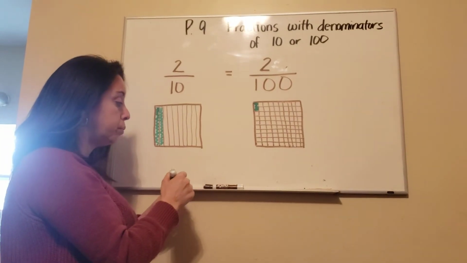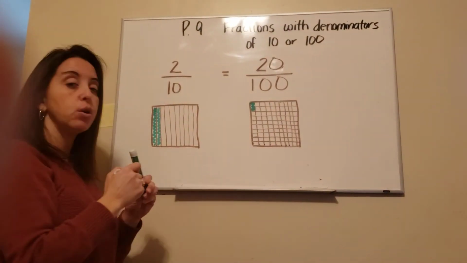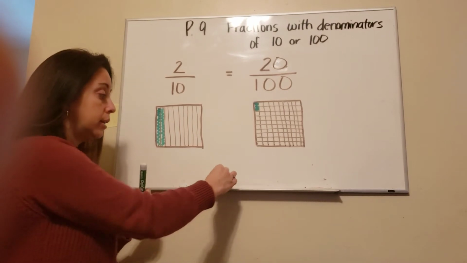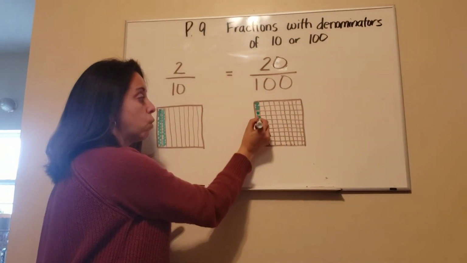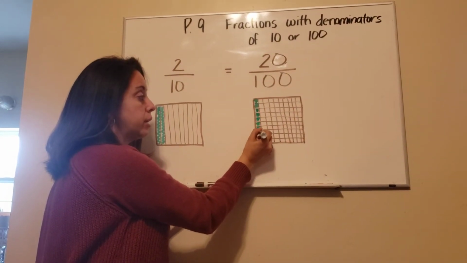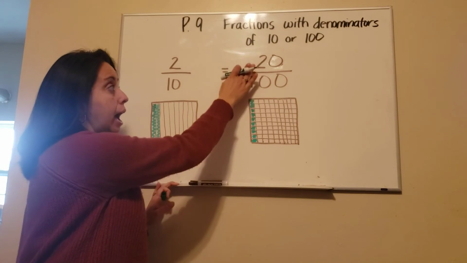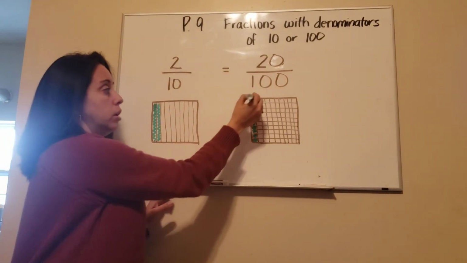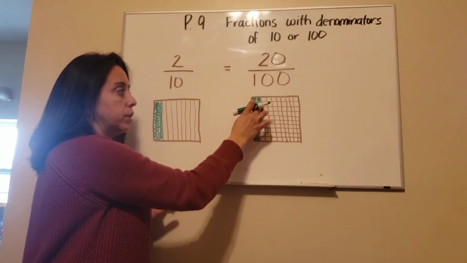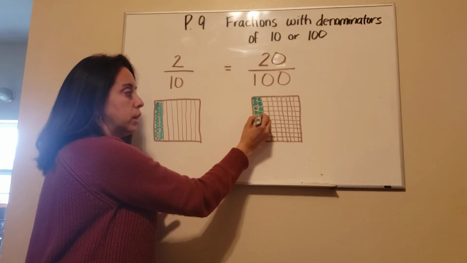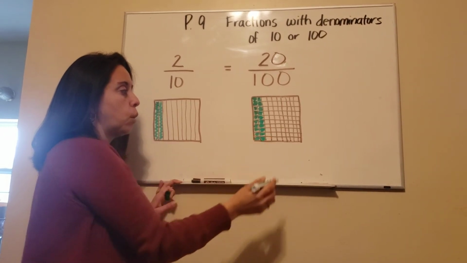But what is equivalent is 20, and let me show you how. How many ones do I need in order to equal 1 ten? 10, right? So 1, 2, 3, 4, 5, 6, 7, 8, 9, 10. So there's 10, but I need it to be 20 because I need it to be equal. So I need to do 2 sticks. 10, 11, 12, 13, 14, 15, 16, 17, 18, 19, 20.